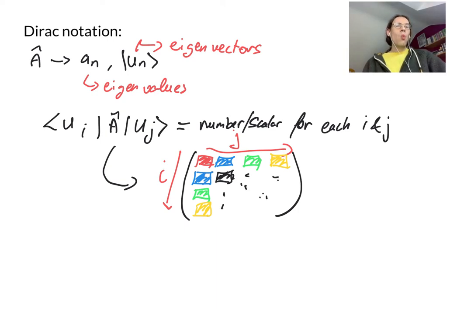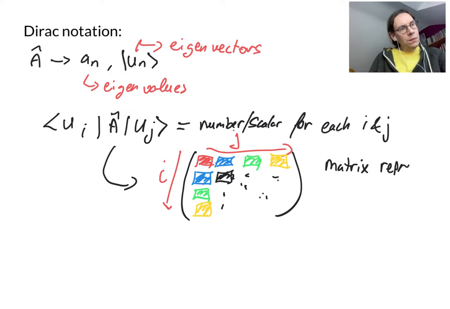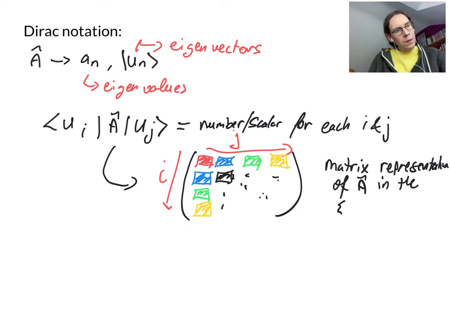I can see that. So what I can do is, by using this operation, I can essentially build a matrix representation of A in the basis of its eigenvectors, or in the basis of any vectors that I want. As long as it's a complete basis, I will obtain a complete representation of A. So this is a matrix representation of A in the u_i or u_j or u_n basis.